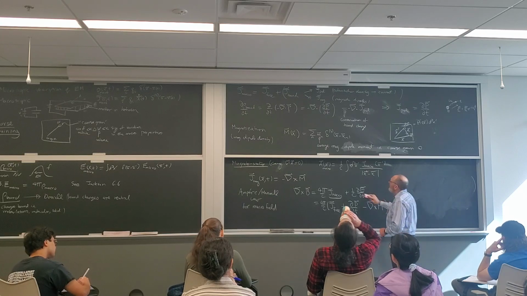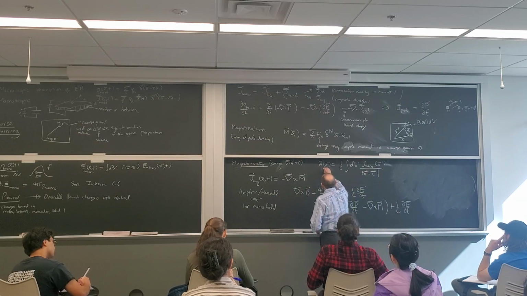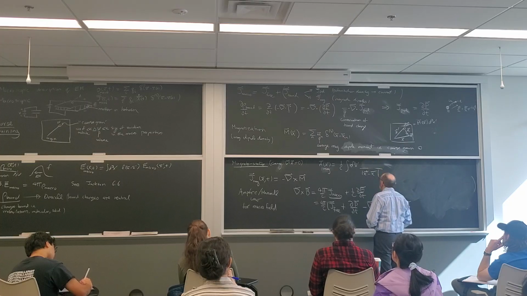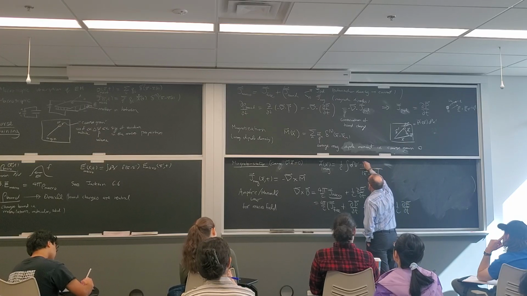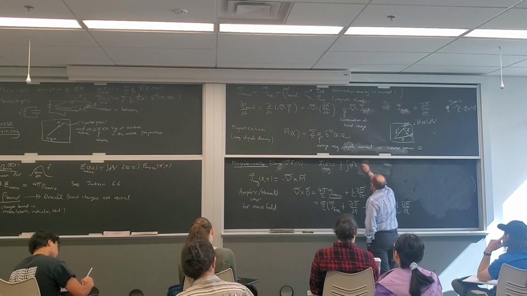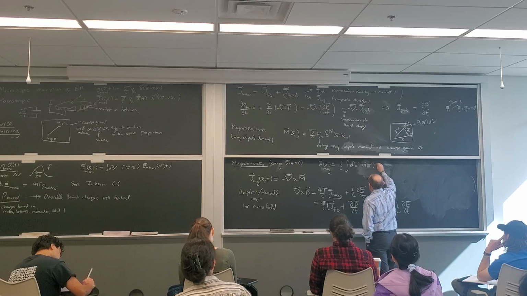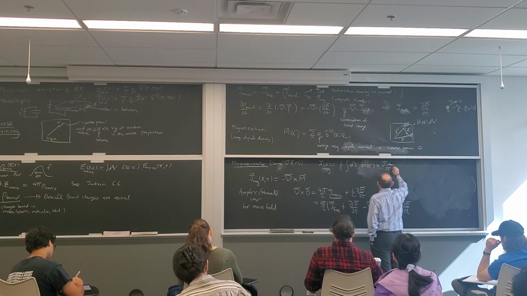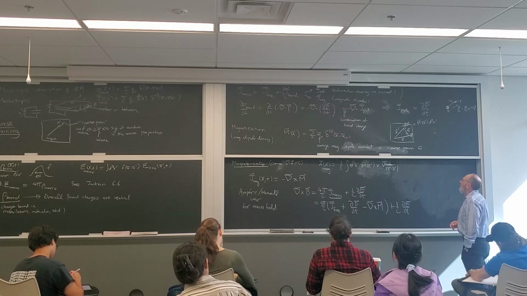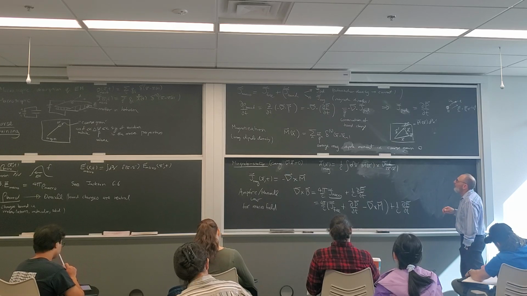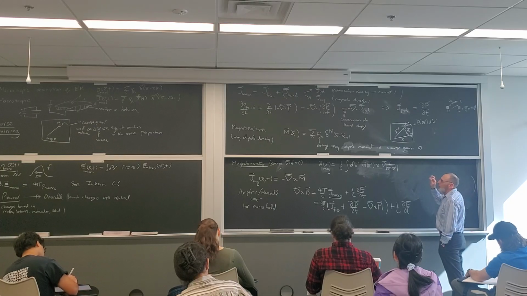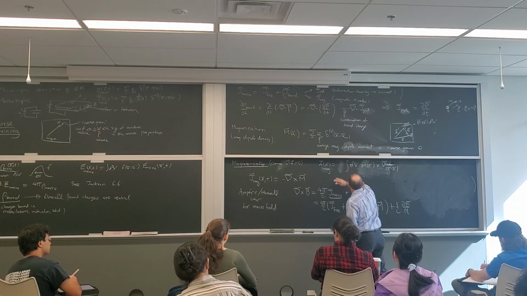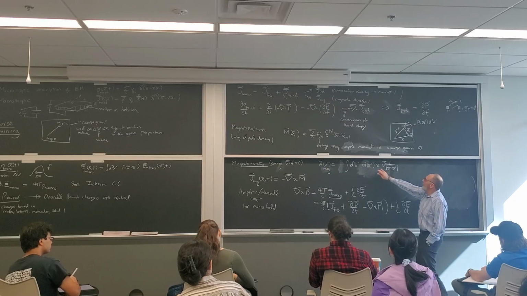So let's look at this magnetization, which we said was M of x prime crossed into the gradient of this. Cross products are unfortunate. And there's no 1 over c there, because this is the right units.